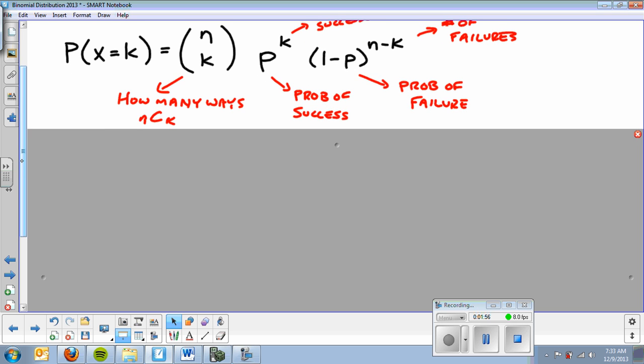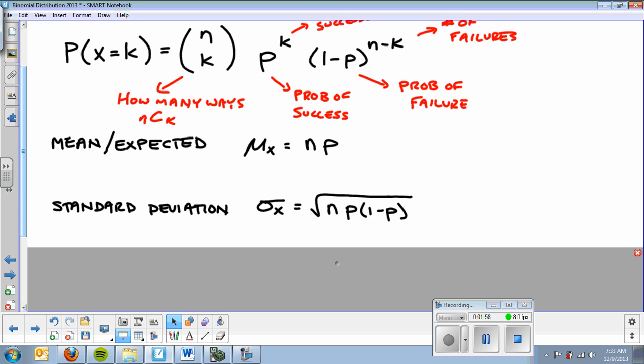All right, next we have mean and standard deviation. They're very easy, much easier than the last chapter. So you've got the mean or expected value, mu sub x, is simply n times p. It's the number of trials times the probability of success. And then the standard deviation is just the square root of np times 1 minus p.